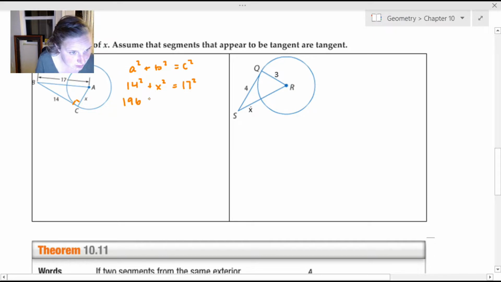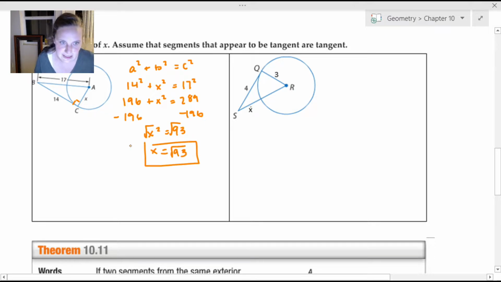196 plus x squared is equal to 17 squared, which is 289. I can subtract 196 from both sides. I get x squared is equal to 93, and then I take the square root. So x is equal to the square root of 93. The square root of 93 doesn't reduce. That's it.